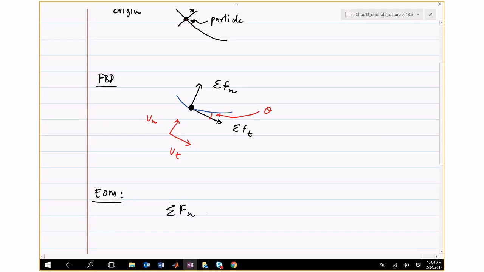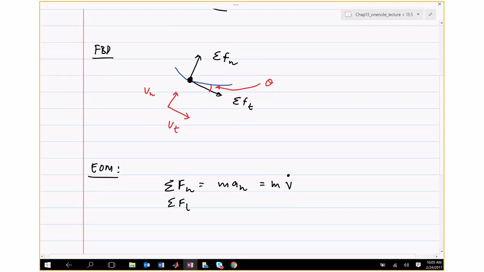The summation of the forces in the normal direction is mass times the acceleration in the normal direction, and the acceleration in the normal direction is v dot. So it's the rate of change of velocity or acceleration. Similarly, the force in the tangential direction is mass times acceleration in the tangential direction, and the acceleration in the tangential direction is v square divided by rho, the centripetal acceleration.